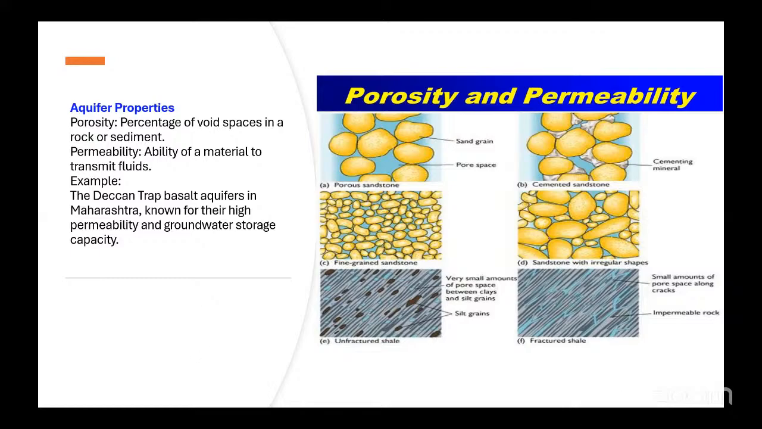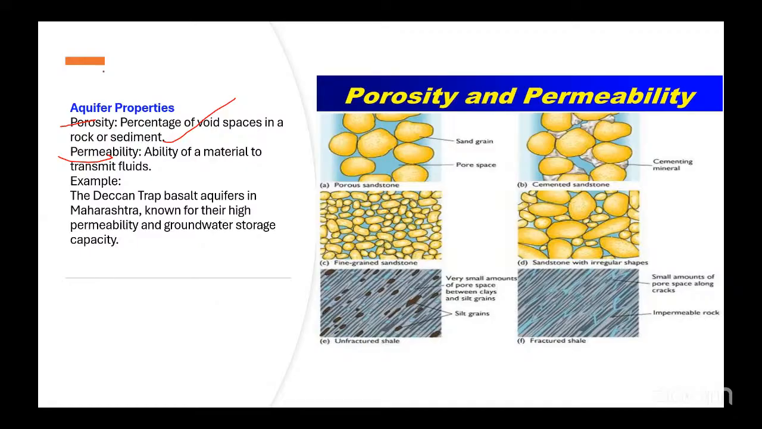Aquifer parameters. What are the parameters or properties of an aquifer? So, porosity, as we have discussed earlier, and permeability. Porosity is the percentage of void spaces in a rock, sediment or geological rock formation. Whereas permeability is the ability of a material to transmit fluid.